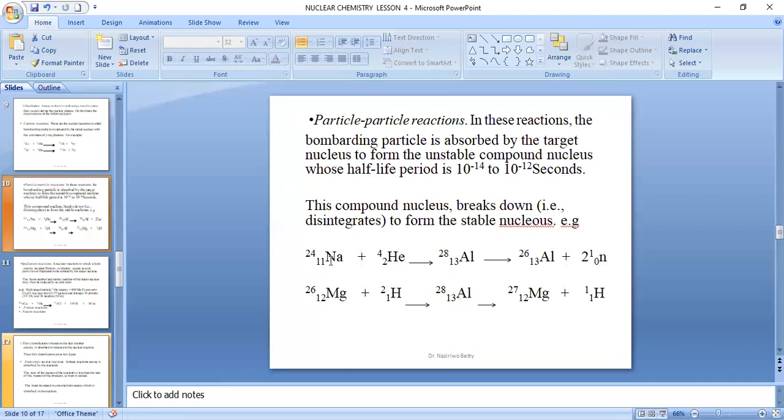An example is sodium-24, which is bombarded with an alpha particle to give an unstable nucleus of aluminium-28. This one disintegrates into aluminium-26 and an emission of 2 neutrons. Another example is magnesium-26, which is bombarded with a deuteron to give rise to an unstable nucleus of aluminium-28, which later disintegrates to give magnesium-27 and a proton.